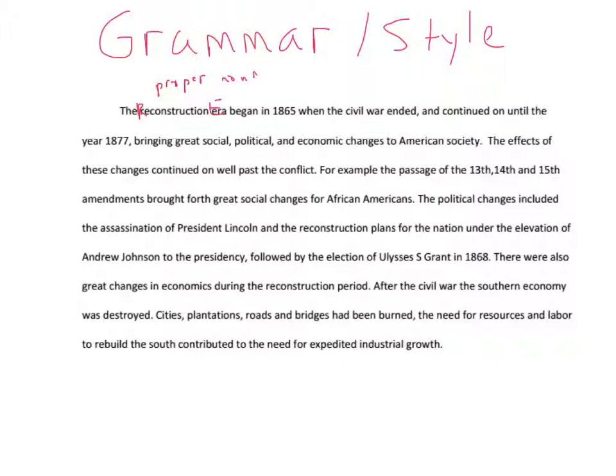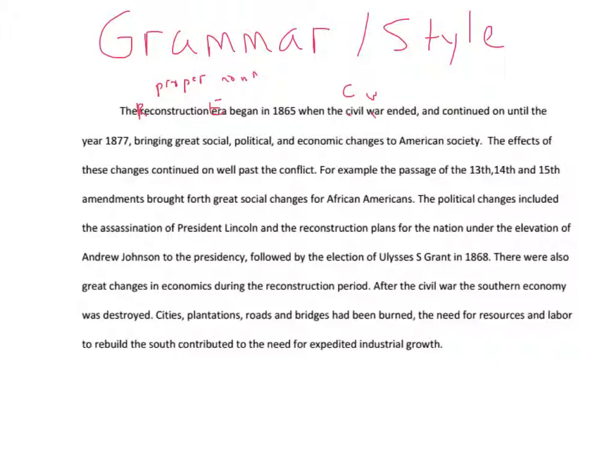So a really easy way to check that kind of thing is just to type it into the Google search bar and find anybody that has written about, for example, the Reconstruction era, and just see if it's capitalized or not. Similarly, on Civil War, that also needs to be capitalized. Again, it was a specific war, so it's a proper noun.